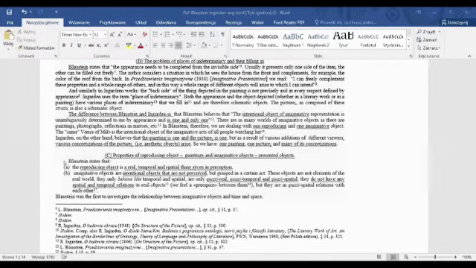And similarly, in Ingarden's works, the back side of the thing depicted in the painting is not precisely and in every respect defined by appearance. Ingarden uses the term place of indeterminacy. Both the appearance and the object depicted, whether in a literary work of art or in a painting, have various places of indeterminacy that we fill in and are therefore schematic objects. The picture too, as composed of these strata, is also a schematic object.